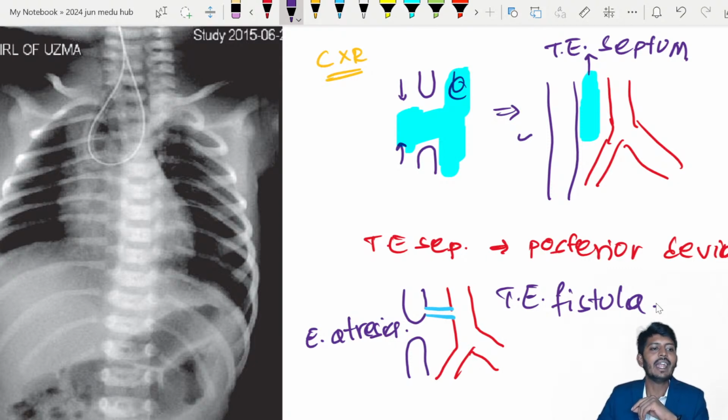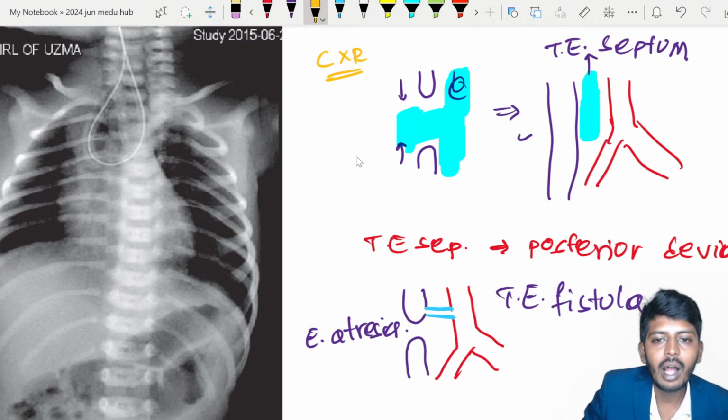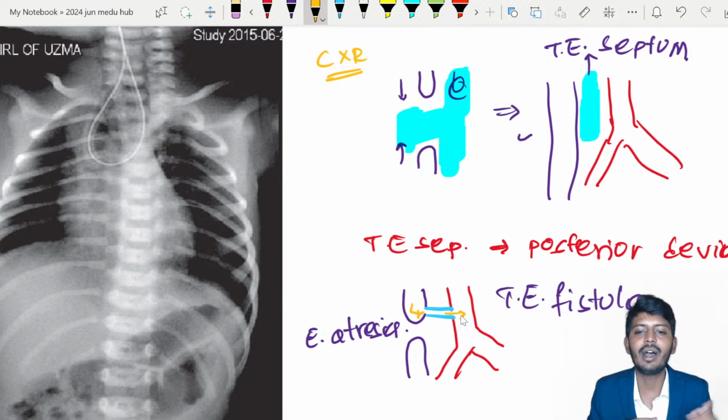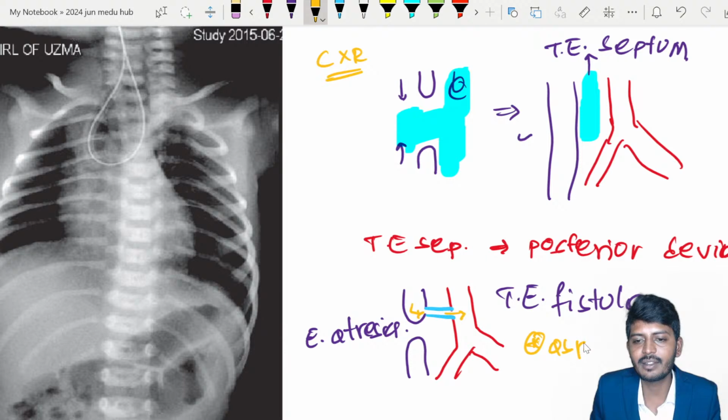So a tracheoesophageal fistula is a result of posterior deviation of what? The tracheoesophageal septum. Because of that, esophageal atresia will occur. So if esophageal atresia will occur, what will that lead to? All the salivary content, whenever the baby swallows the saliva, can go into the trachea, creating aspiration. Problem number one is that aspiration can be present.